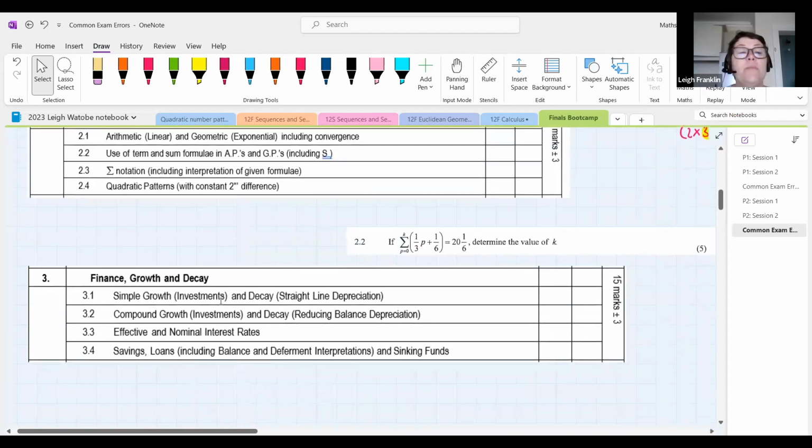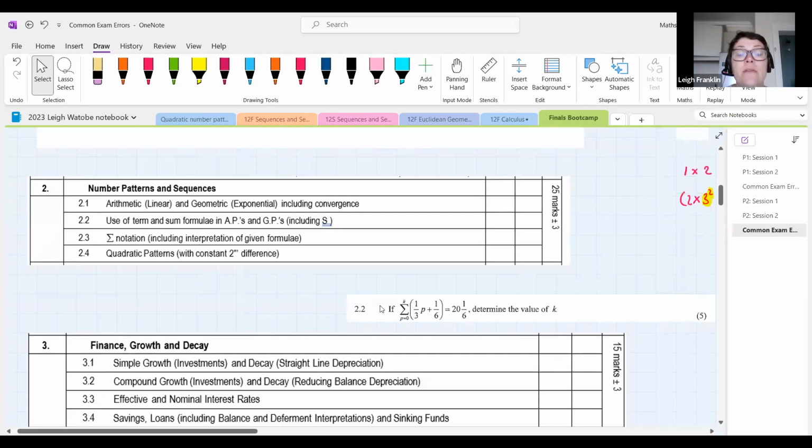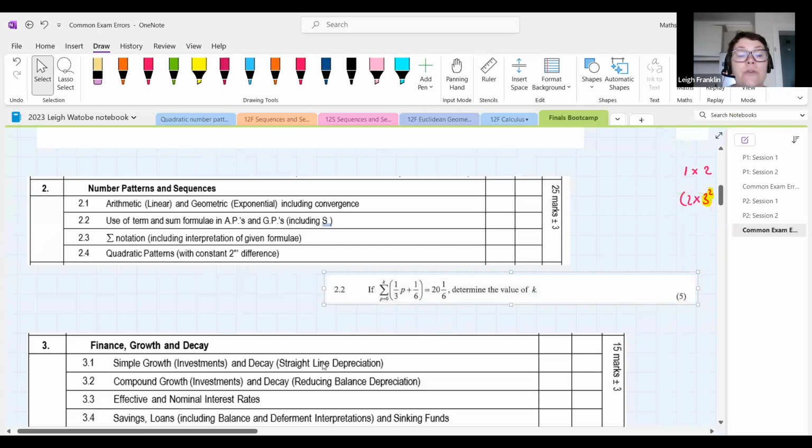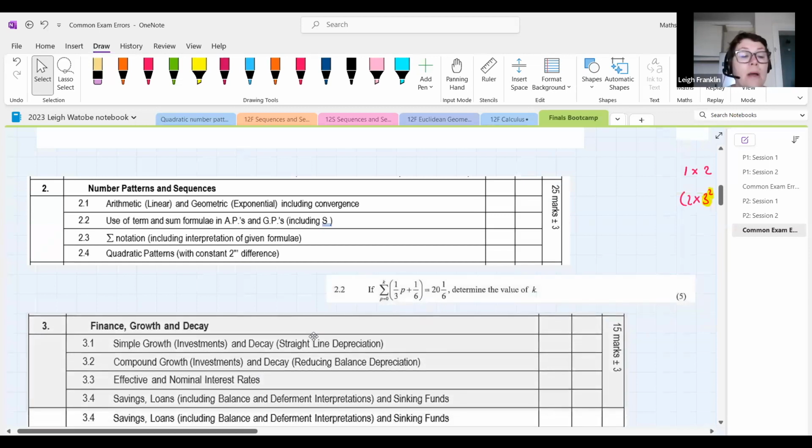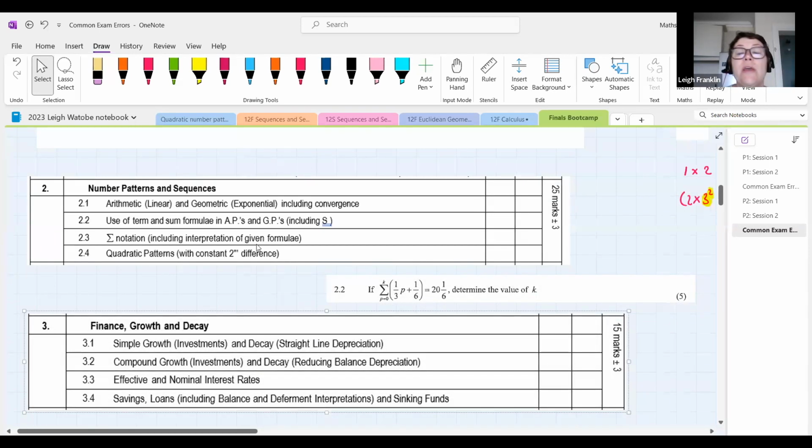If you want to take pictures of those, you can. These are just some of the things that you need to know. So here is number patterns, about 25 marks. Finance is about 15. You can take a screenshot of that as well, just to make sure that you know all those things.